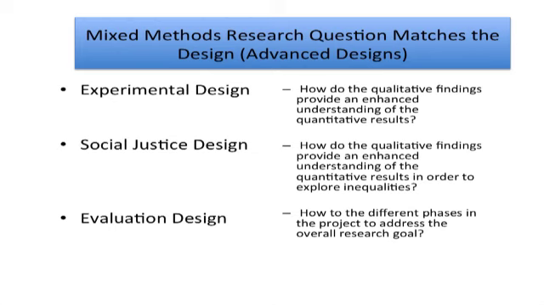An experimental design, how do the qualitative findings help provide an enhanced understanding of the experimental results? The social justice design, how do the qualitative and quantitative data help understand this theoretical social justice orientation that frames the basic design? And in the evaluation design, the mixed methods question might be, how do the different phases in the project provide an understanding of the overall research goal of the evaluation? So we've come up with these mixed methods questions and they fit the design.